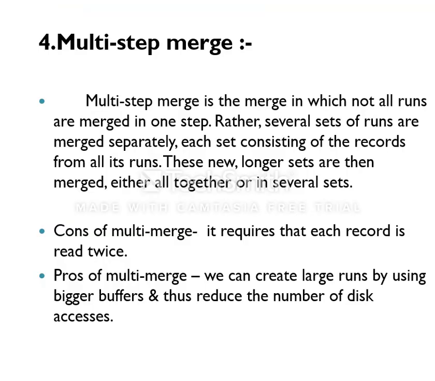And the last parameter is multi-step merge. Multi-step merge is a merge in which not all records are merged in one step. Rather, several sets of runs are merged separately. Each set consists of the records from all its runs. These new longer sets are then merged either all together or in several sets.